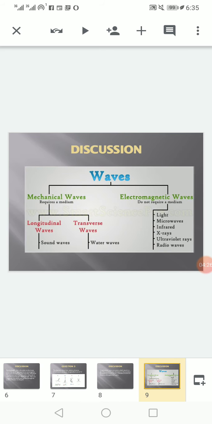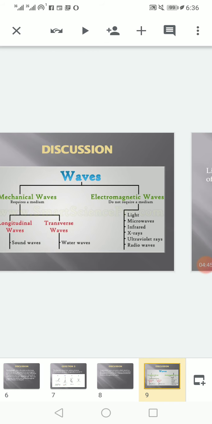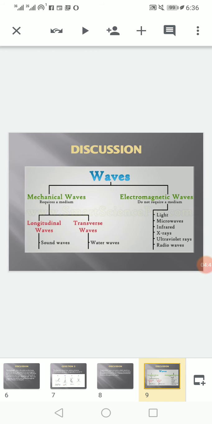Again, for further clarification, waves can either be mechanical waves or electromagnetic waves. And mechanical waves are further divided into 2. We have longitudinal waves and transverse waves. Now, we call them mechanical waves because they require a material medium for propagation. And they are called electromagnetic waves because they do not require a material medium for propagation. So examples of electromagnetic waves are light wave, microwave, infrared, X-ray, ultraviolet rays, and radio wave.